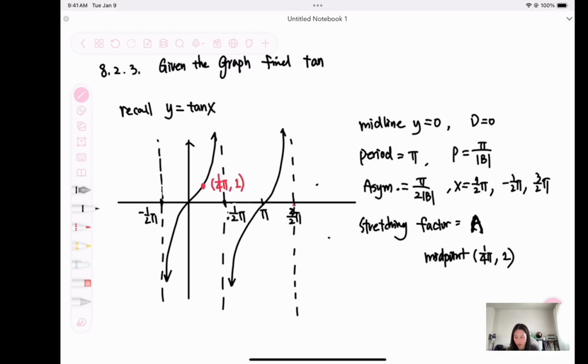Okay, another thing. If you have this information, it should give you another shift. There's no shift for the basic one, the phase shift or the horizontal shift. That comes from C over B, which is equal to 0 in this case. Also there's no vertical shift, because the midline gives you a 0. So here is the use of A, B, C, D.